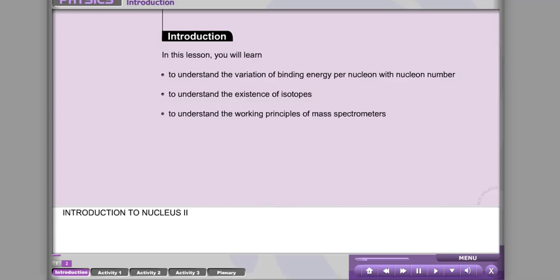Introduction to Nucleus 2. In this lesson, you will learn to understand the variation of binding energy per nucleon with nucleon number, to understand the existence of isotopes, to understand the working principles of mass spectrometers.